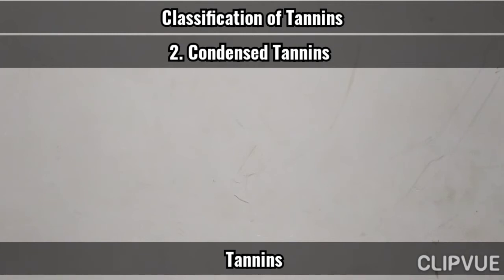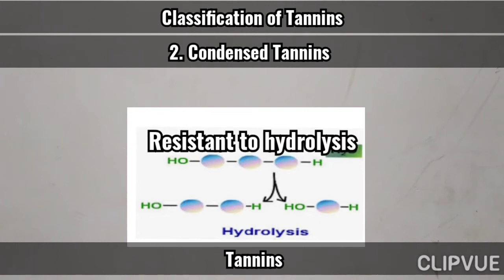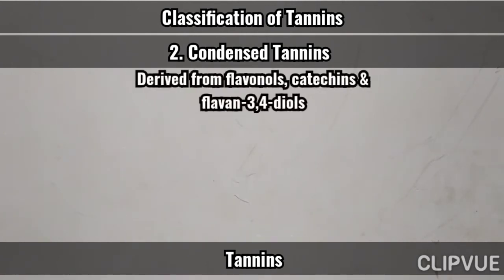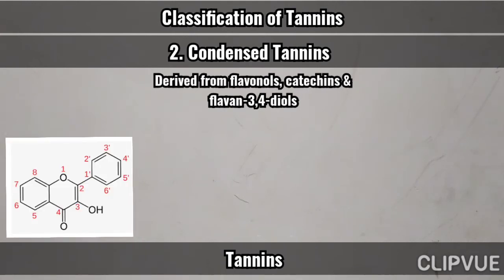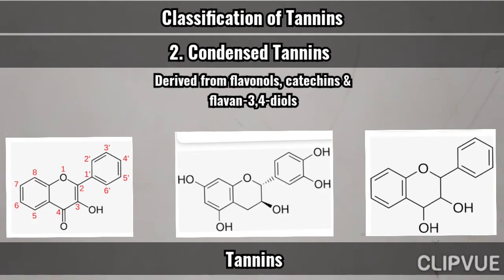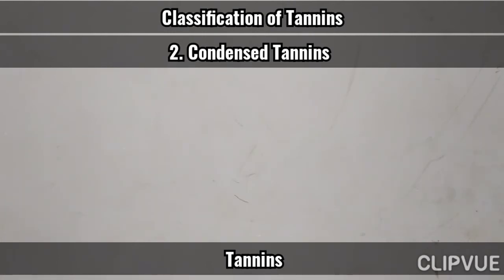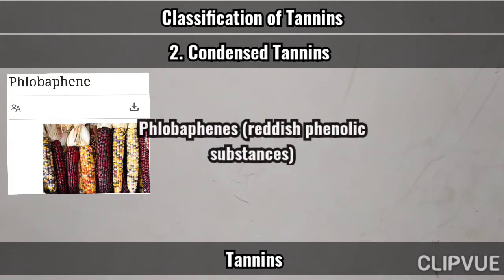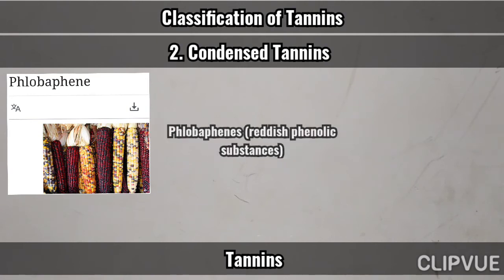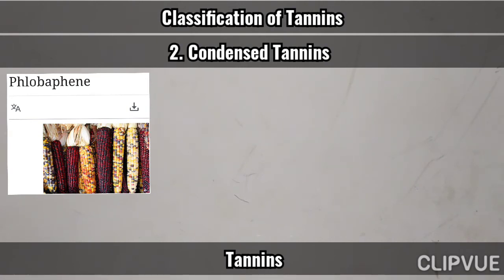Coming to the second one, condensed tannins. These tannins are resistant to hydrolysis and they are derived from flavonols, catechins, and flavan 3,4 diols. On treatment with acids or enzymes, they are decomposed into phlobaphenes, that is, reddish phenolic substances. Actually, phlobaphenes are the bark dye.